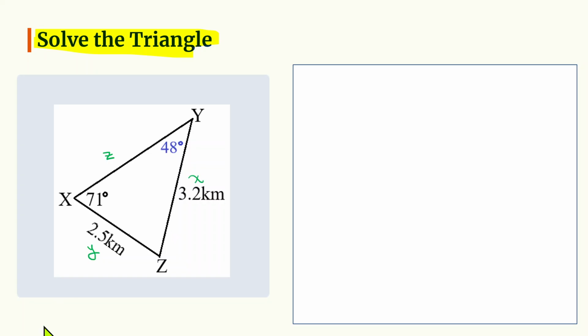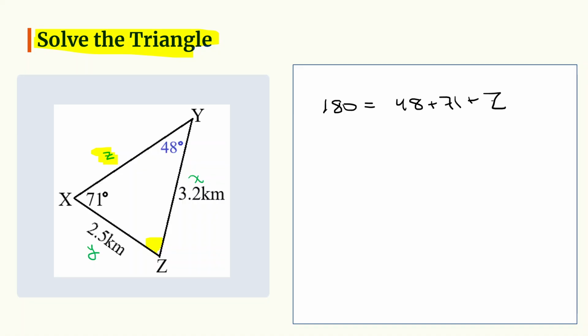So what do I need to find? Well, I've got a lot of information, but I don't have all of it. I need to find this angle, and I need to find this side. Because I have angle y, side y, angle x, side x. So I can find angle z pretty quickly because we know that all the angles in a triangle add to 180. So 180 degrees must be 48 plus 71 plus whatever z is.